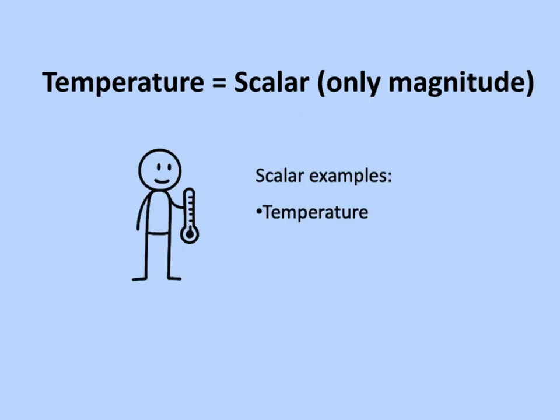Think about temperature. If I say, it's 25 degrees today, you know exactly what that means. There's no direction. It's just a number. That's a scalar. Something described completely by magnitude alone.